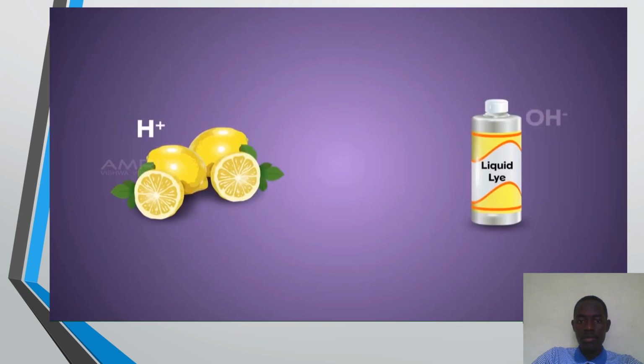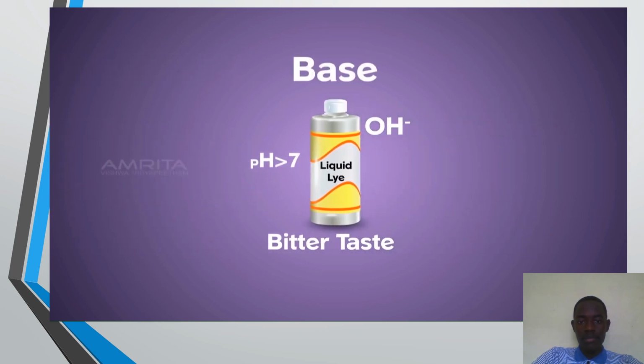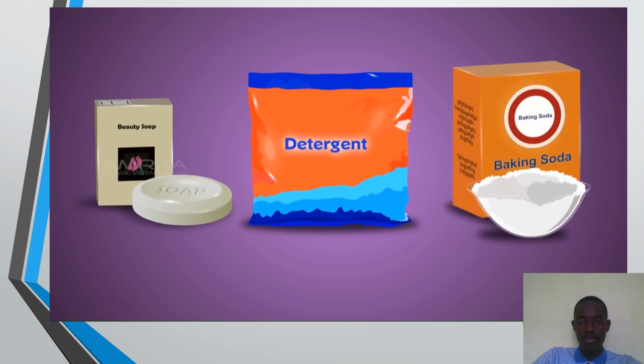We also find substances that exhibit properties which are almost chemically opposite to acids. These substances are called bases. Soap, detergent, and baking soda are some of the common bases we find in a household. Let us try to understand these substances in detail.